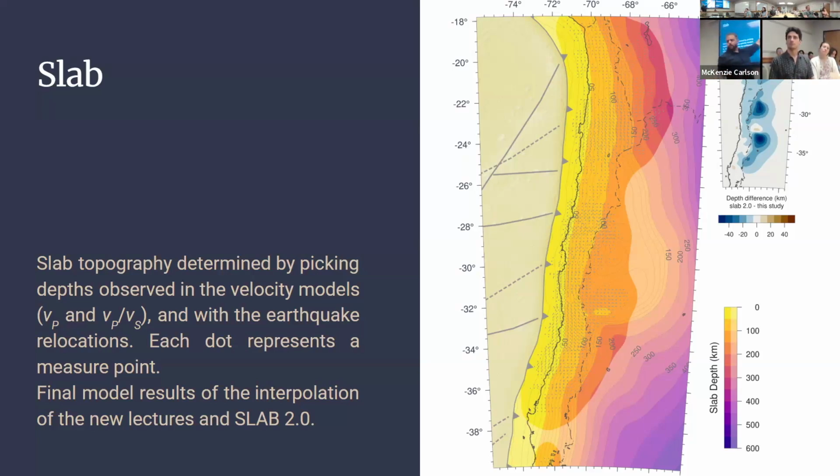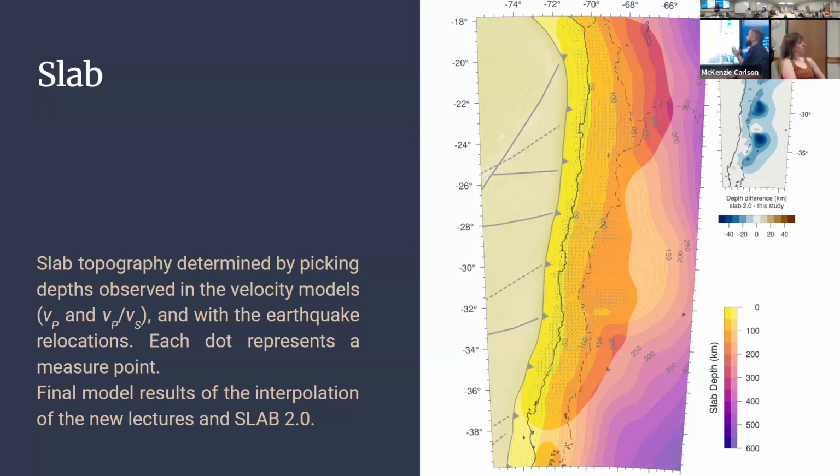Very interestingly, can you move the... Yeah, just where the information is. Good. So interestingly, we can see that there is a lot of difference, up to almost 40 kilometers difference at depth with the Slab 2.0 model, which is a bit problematic.